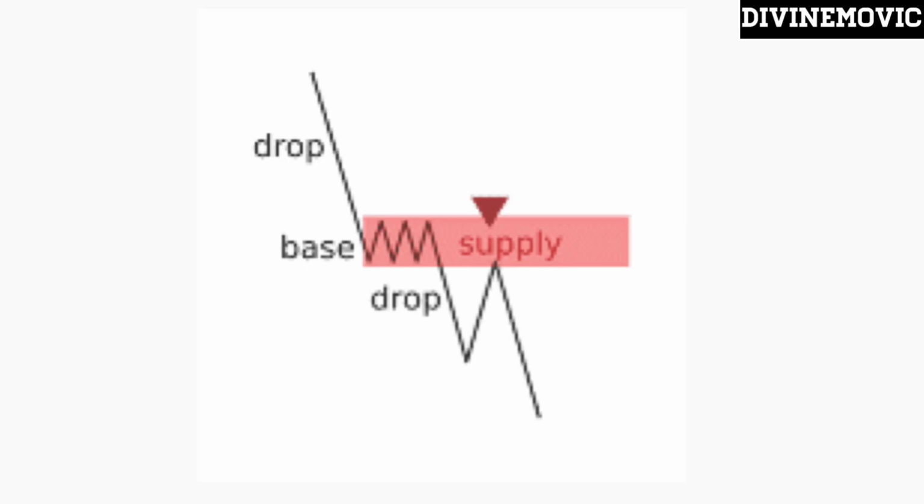Now, the next type of supply and demand is referred to as drop-base-drop. The drop-base-drop is simply a type of supply and demand that occurs when price creates a price action pattern that shows the formation of a supply zone.